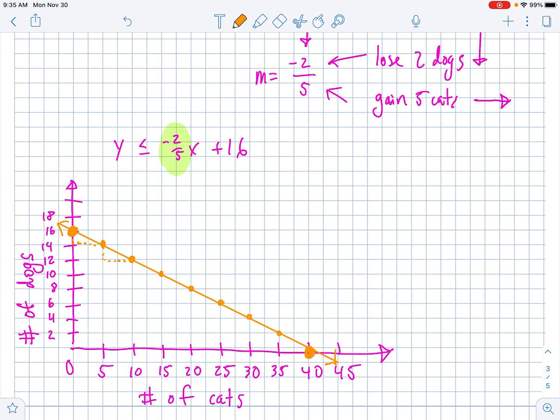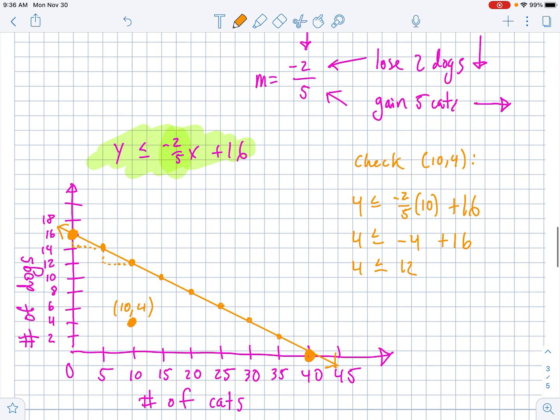Now, if you take a coordinate down here somewhere, like let's pick 10 cats and 4 dogs. This is the point 10, comma 4, but x's are cats, y's are dogs. So let's see if that works in our master inequality. That's making the x 10 and the y 4. So we're checking if 4 is less than or equal to negative 2/5 times 10 plus 16. So 5 goes into 10 twice. That's negative 4 for that. Plus 16, and then you get 4 is less than or equal to 12. So is 4 less than or equal to 12? It is. So it works.